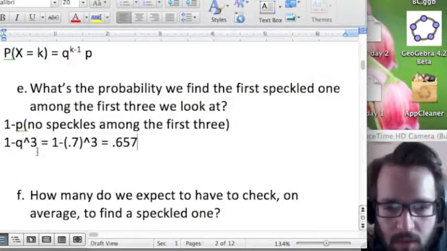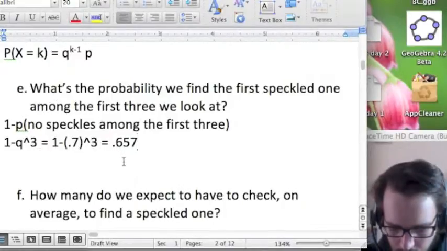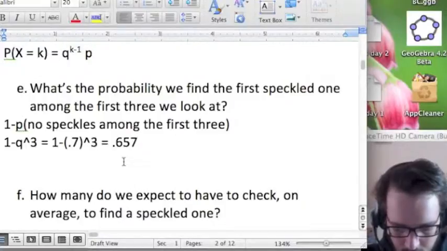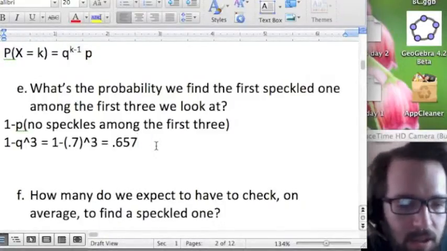Oh my, no speckles, no speckles, no speckles. Yes, good. Okay. Sorry, just double checking myself.